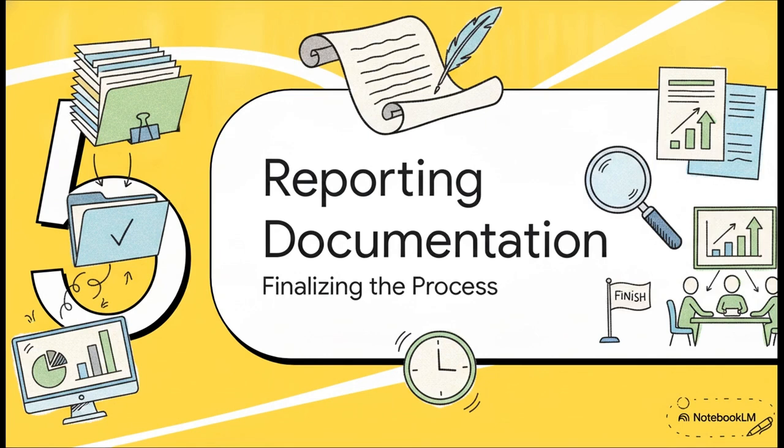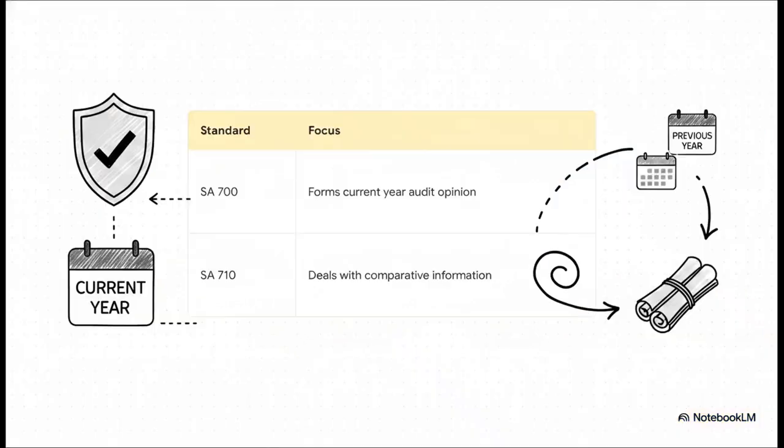Section 5, reporting and documentation. Once all your evidence is gathered, a massive point of confusion for students is mixing up standard reporting with comparatives. Please do not confuse SA 700 with SA 710. SA 700 is your main event. It deals with forming the current year audit opinion and your primary reporting. SA 710, on the other hand, specifically governs the previous year's comparative baggage, those corresponding figures and their specific disclosures.